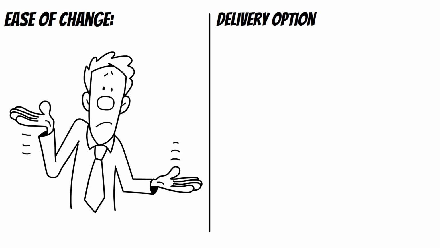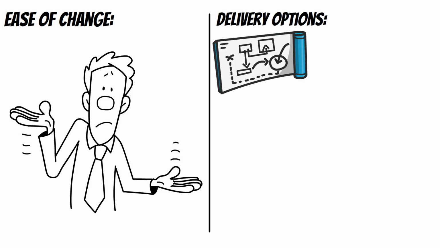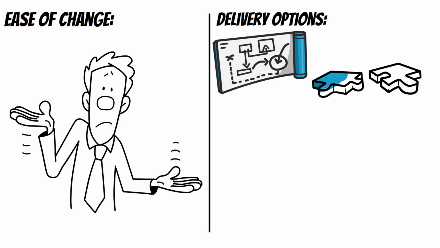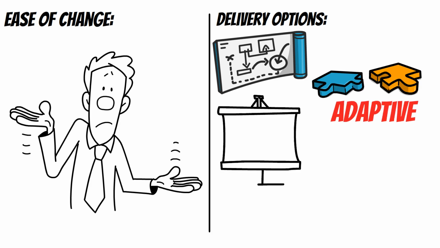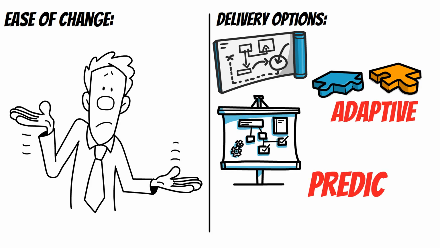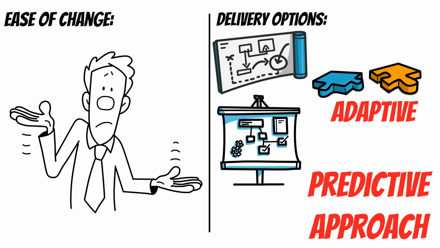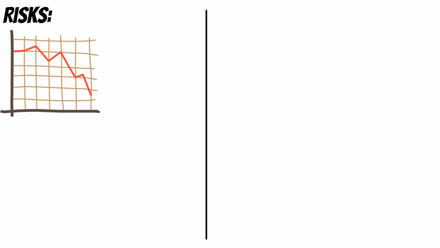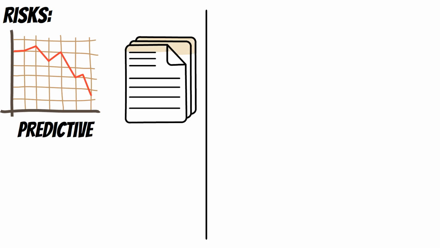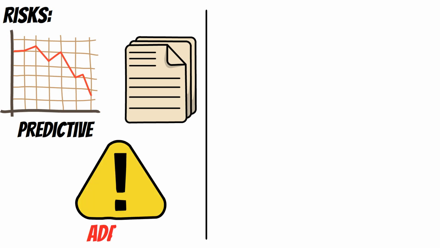Delivery options. If the project needs to be delivered incrementally, or in pieces or phases, then it's adaptive. Larger projects more likely use a predictive approach because everything needs to be delivered at once. Risks. If the risk is low, then most likely you will use predictive. If you need to build the project in phases to assess different risks, you guessed it, it's adaptive.